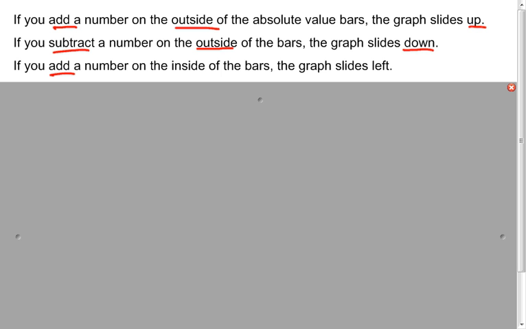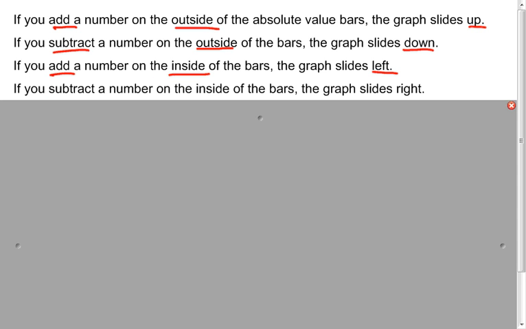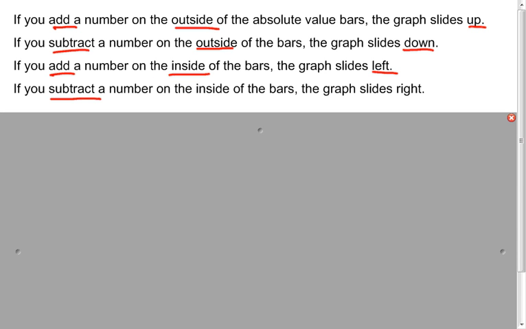If you add a number on the inside, the graph slides to the left. Now, that's a little bit backwards, because you're adding a number, which means you're going to have a plus something, but the graph is going to where the numbers are negative. The numbers are negative on the left. So that seems a little bit backwards. Last one, if you subtract a number on the inside, the graph slides to the right.